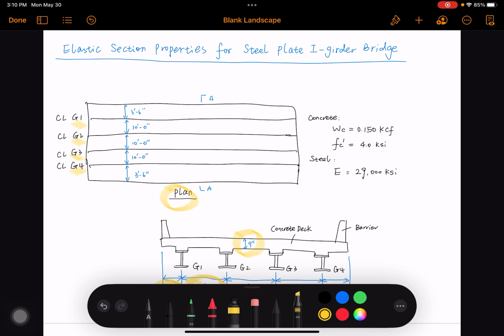Some material properties: for concrete, the weight of the concrete is 0.15 kcf. The concrete strength, f'c, is 4 ksi. The elastic modulus of steel is 29,000 ksi.